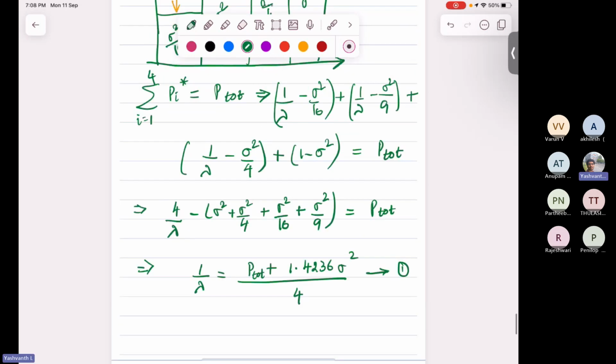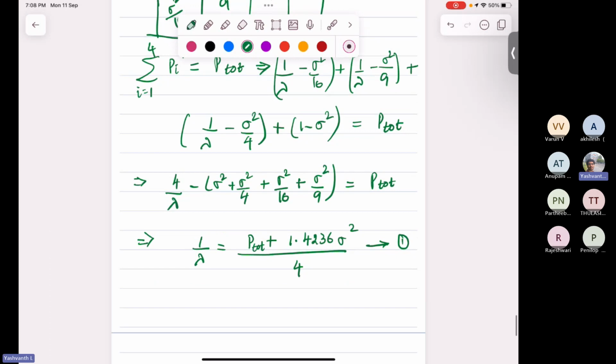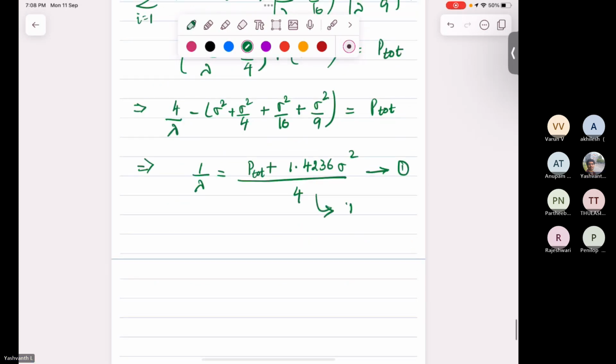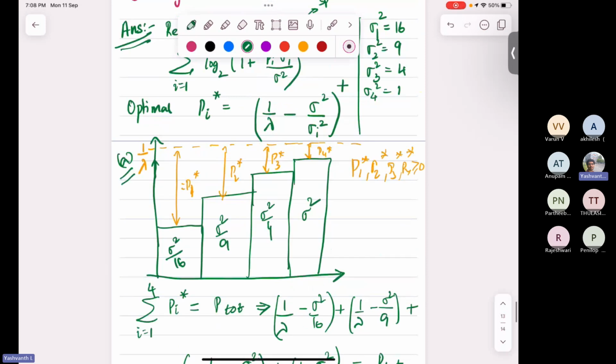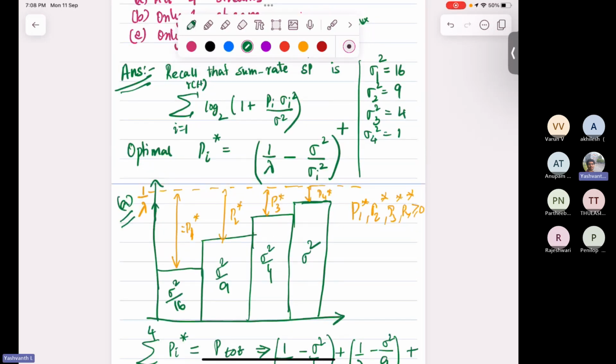Okay, that means, what is this? This is the total top water level, because it is 1 by lambda. Now this top water level must be such that it is greater than the tallest bar in the vessel. Correct? Only under that condition can I give power to all streams. Is that correct or not?